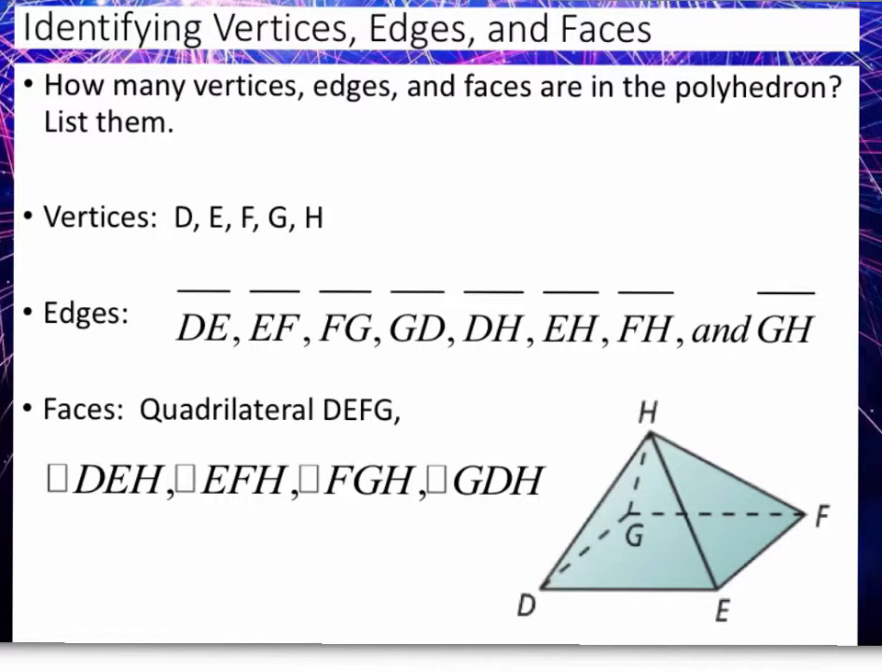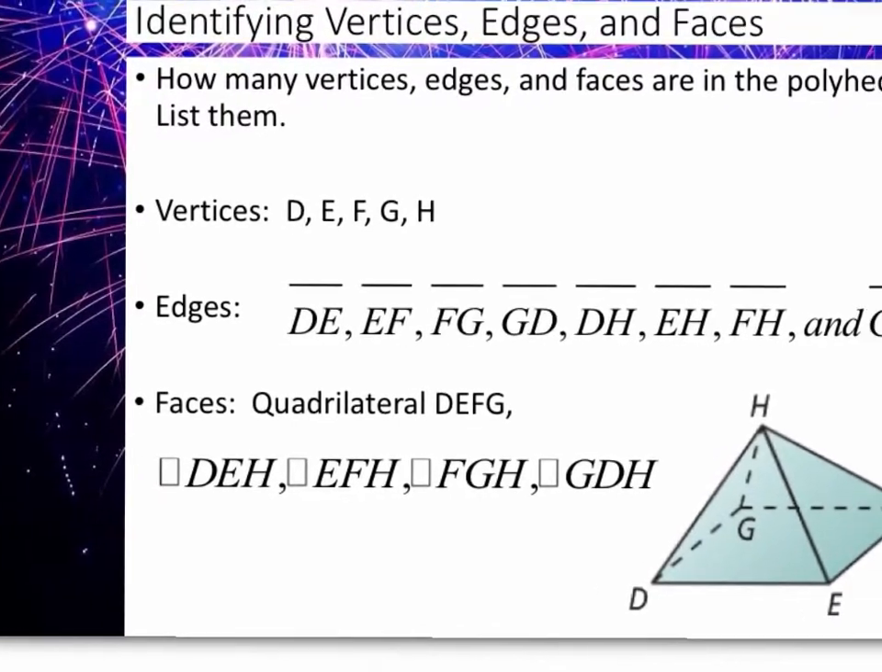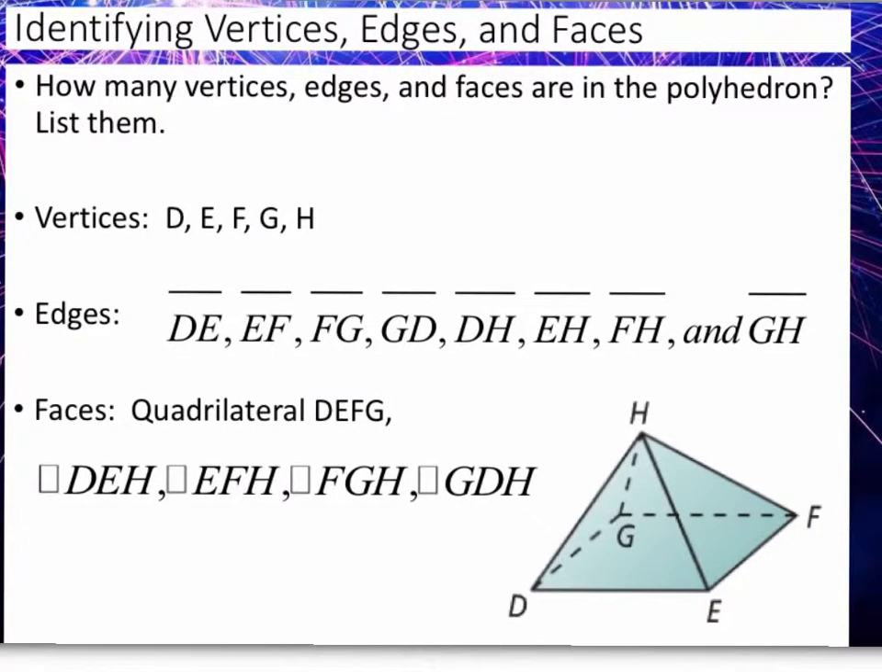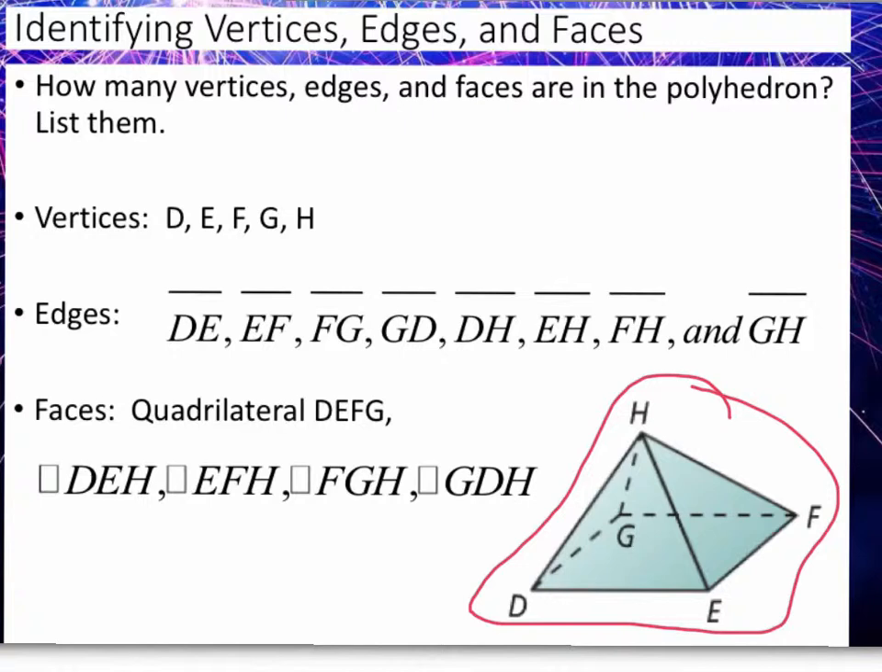Okay, now that we know the definition of a polyhedron and vertices, edges, and faces, let's go ahead and take a look at a polyhedron and identify these necessary components. So how many vertices, edges, and faces are in the polyhedron, and we're going to list them. So here we have our polyhedron. Okay, it's 3-dimensional. Notice that all the faces are polygons. So the vertices are all the corners. It's D, E, F, G in the back, and H up top. Those are all the vertices.